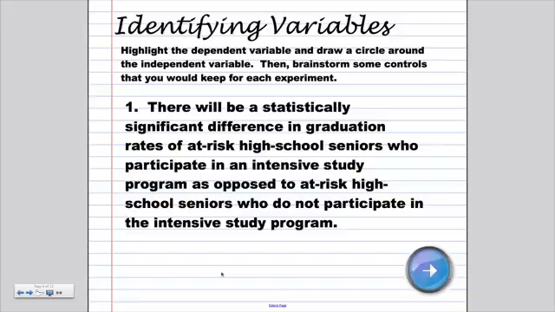Here's the first one. There will be a statistically significant difference in graduation rates of at-risk high school seniors who participate in an intensive study program as opposed to at-risk high school seniors who do not participate in the intensive study program. Again, pause the video as you go to the notebook file and highlight the dependent variable and draw a circle around the independent variable.